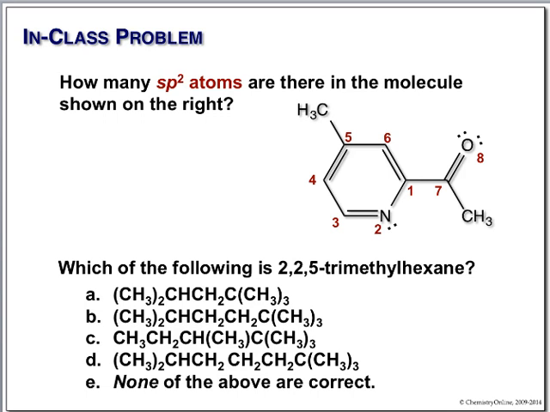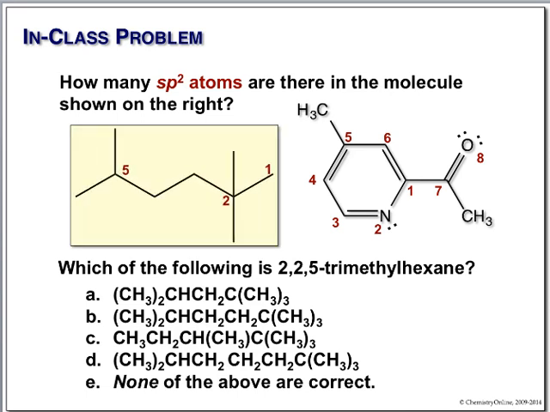All right, this is a lovely confusing thing. Which of these is 2,2,5-trimethylhexane? Now what we have here are 3 condensed structures that are just confusing as all get out to me. The way I would do this is I would draw the structure. What does this thing really look like? And you can do that because you have the name.